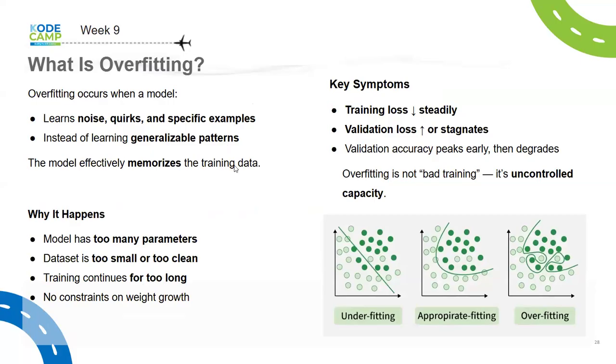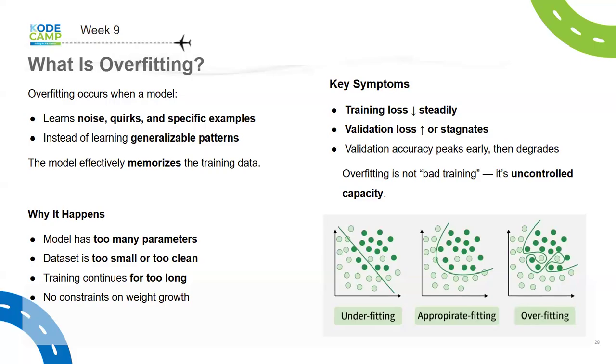Okay. We've already talked about overfitting and underfitting, but I'm just going to do a quick recap. Overfitting occurs when a model learns the noise in the data, quirks and specific examples, instead of learning patterns that generalize, so that even on data it has not seen before, it should still give pretty high accuracy. But when it starts learning the noise in the data, it's effectively trying to memorize that data and get high accuracy on training data, but it will be useless.